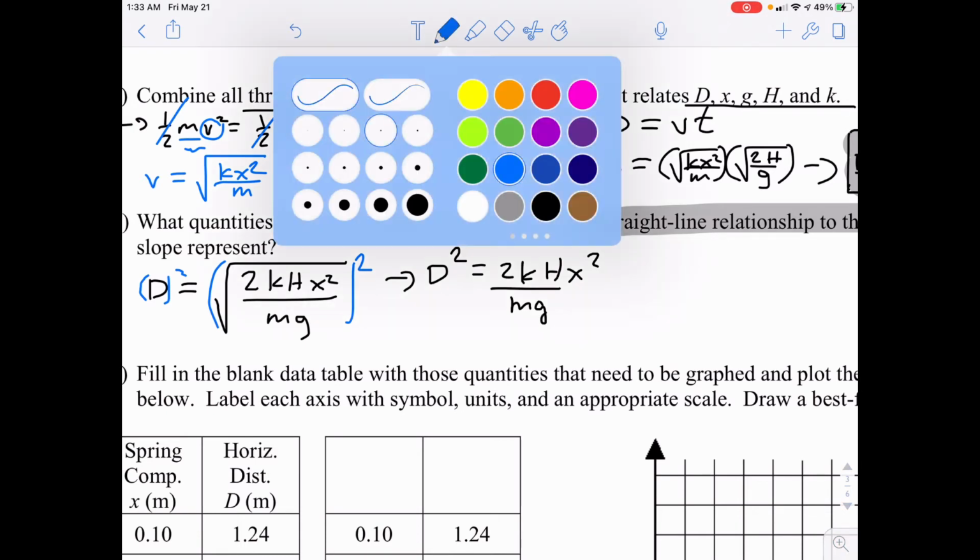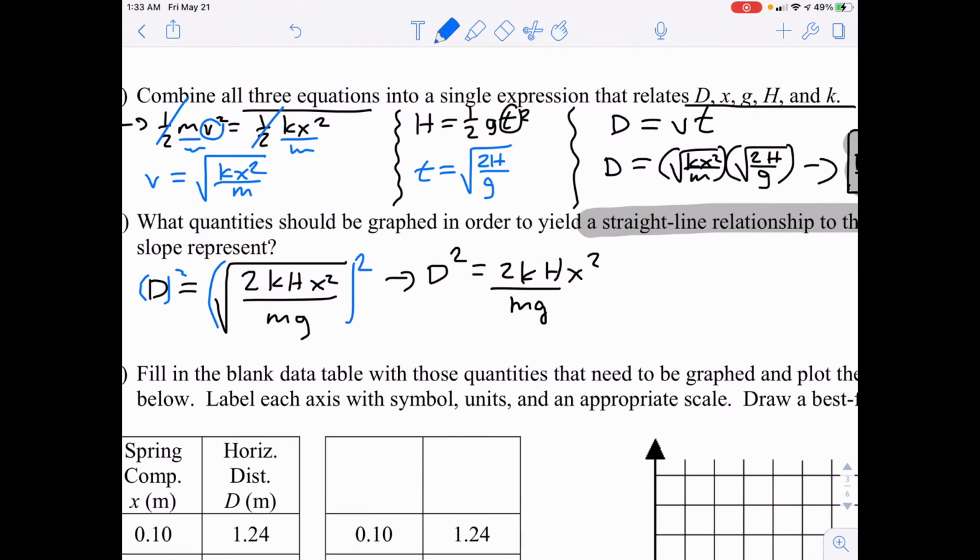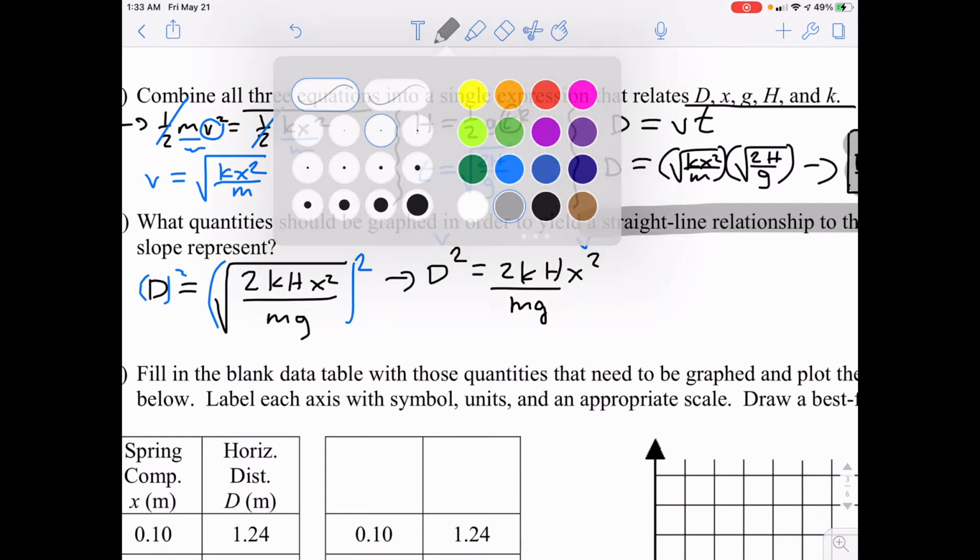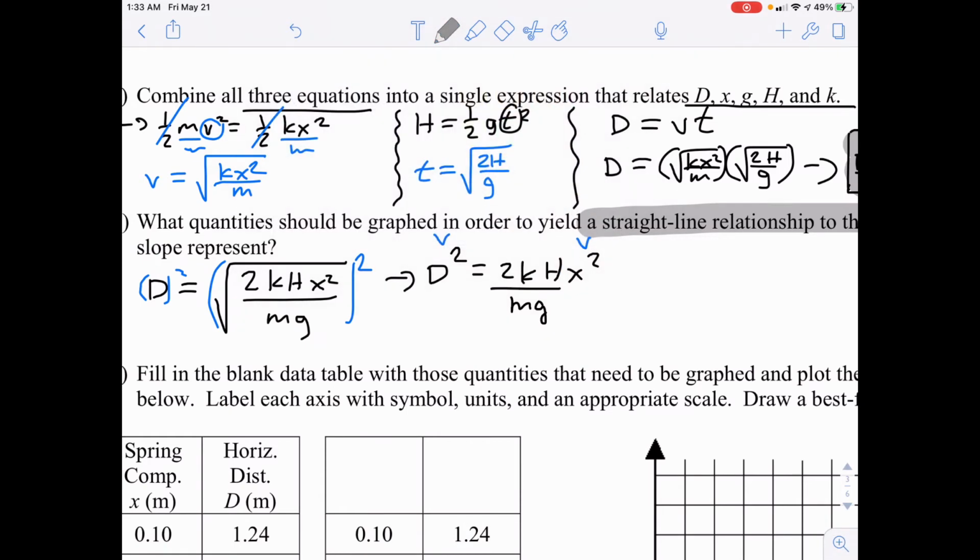I'm going to write in blue above the measurements. The measurements were distance d, that's a variable, and x, the compression, that's a variable. Above the constants, I'm going to write the letter C in gray. So I wrote variable above the measurements, and I'm going to write C above the constants. Well, 2 is obviously a constant. The spring constant k is obviously a constant. The height that it was launched from above the floor was a constant. The mass was a constant, and g is a constant.